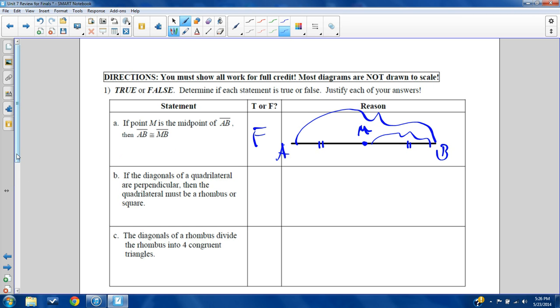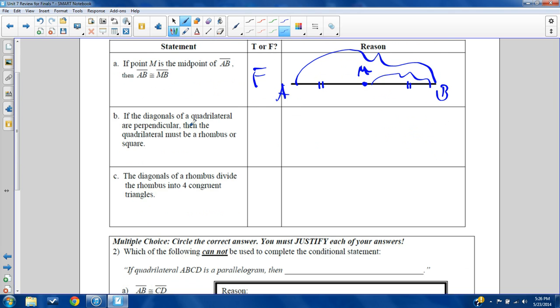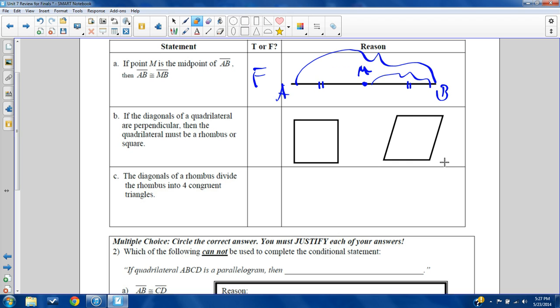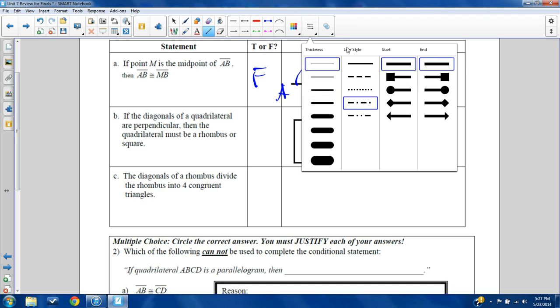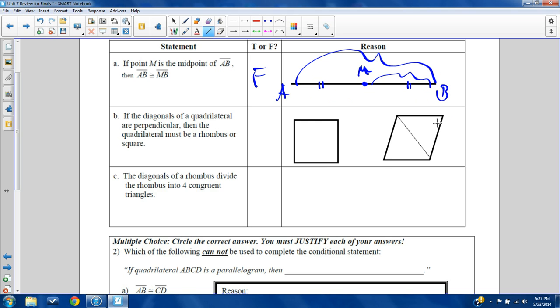B, if the diagonals of a quadrilateral are perpendicular, then the quadrilateral must be a rhombus or square. Now, I want you to be very careful about this because they aren't wrong when they say that squares and rhombi, which is plural for rhombus, a square and a rhombus both do have perpendicular diagonals. That's not something that I've talked about in this particular review, but they do. Now, that's not the incorrect part about this. If you tilt your head the right way, you're kind of looking at perpendicular diagonals there, and here, same thing, perpendicular diagonals if I draw it quickly enough.